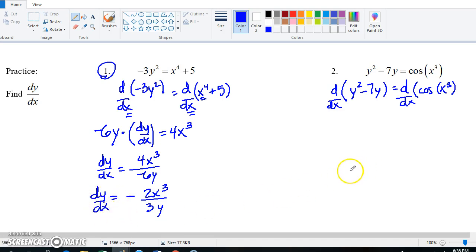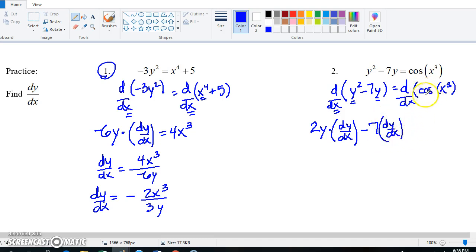The next example. Again, on the left, the variables do not match. We're going to differentiate y squared as 2y times the derivative of y with respect to x. I just applied the chain rule, remembering that y is some function of x that does not have a derivative of 1. The derivative of negative 7y is negative 7 times dy dx.